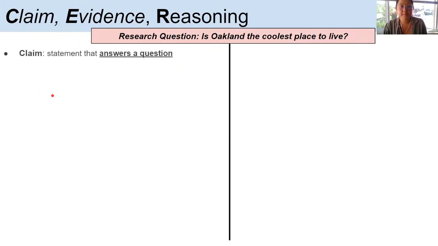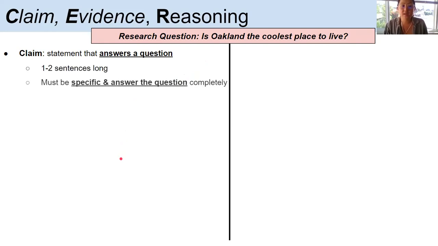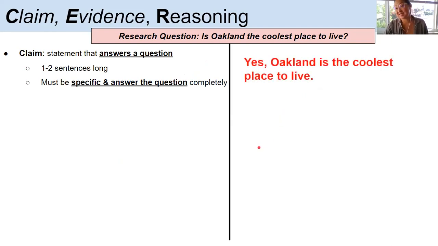So a claim is a statement that answers a question. So our claim is going to answer this research question of, is Oakland the coolest place to live? So it should be 1 to 2 sentences long, full sentences, complete, and it must be specific and answer the question completely. So as researchers, we have concluded that yes, Oakland is the coolest place to live, of course. Okay, so now we know what our claim is. We're going to move on to the evidence portion.